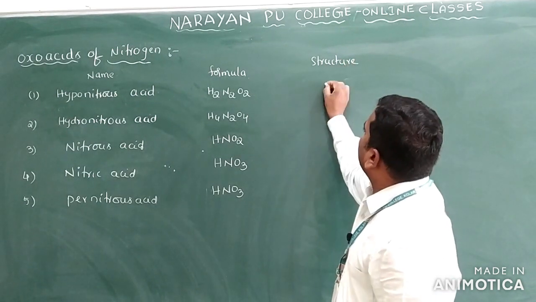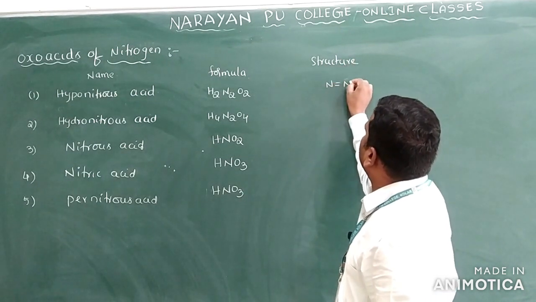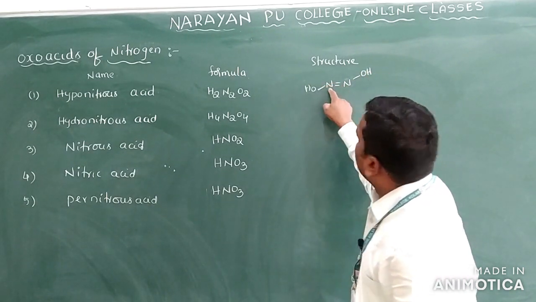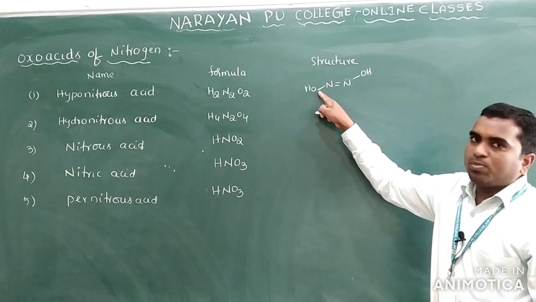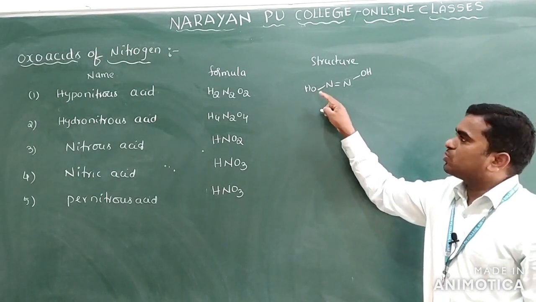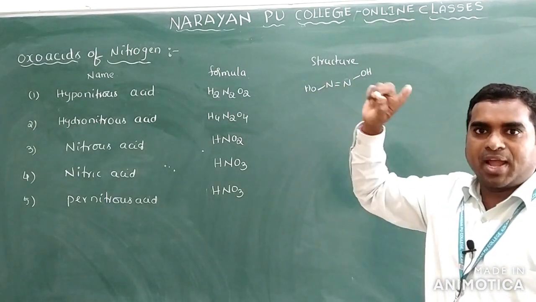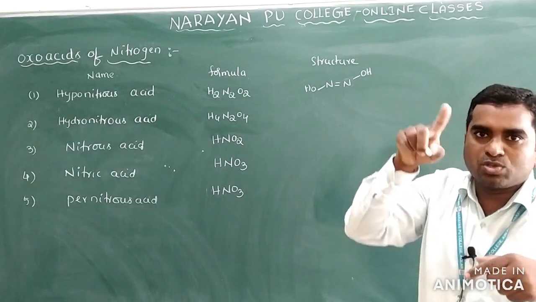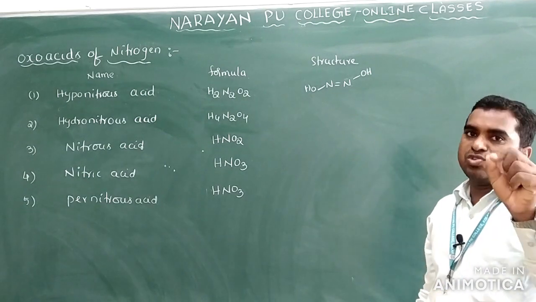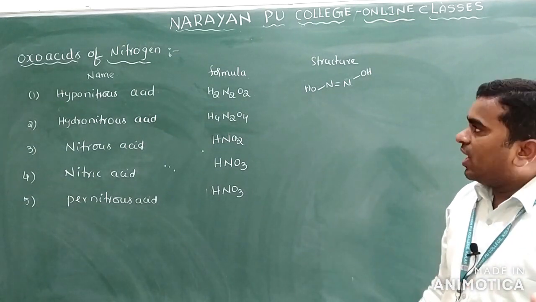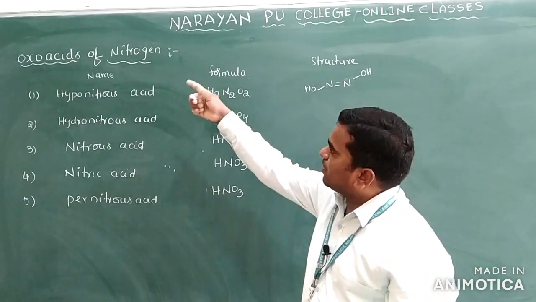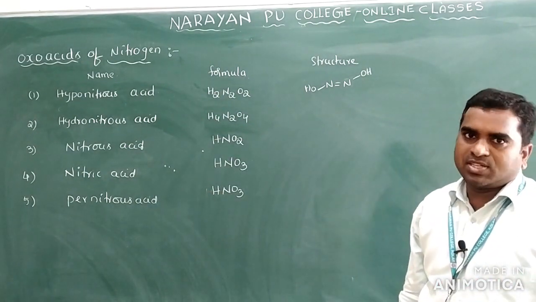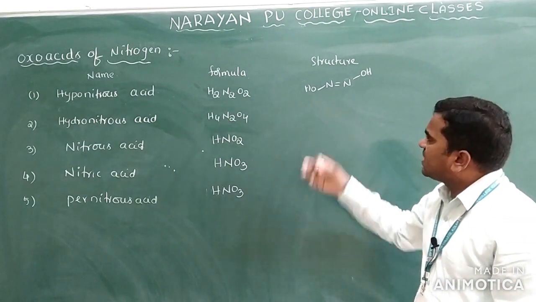For hyponitrous acid, what will be there? OH and OH. As I said, OH should be present on the central atom, and those types of acids we call oxyacids. Sometimes a double bond O is also attached to the central atom in the oxyacids. If nitrogen is the central atom, we call them oxyacids of nitrogen. If phosphorus, oxyacids of phosphorus. If sulfur, oxyacids of sulfur.